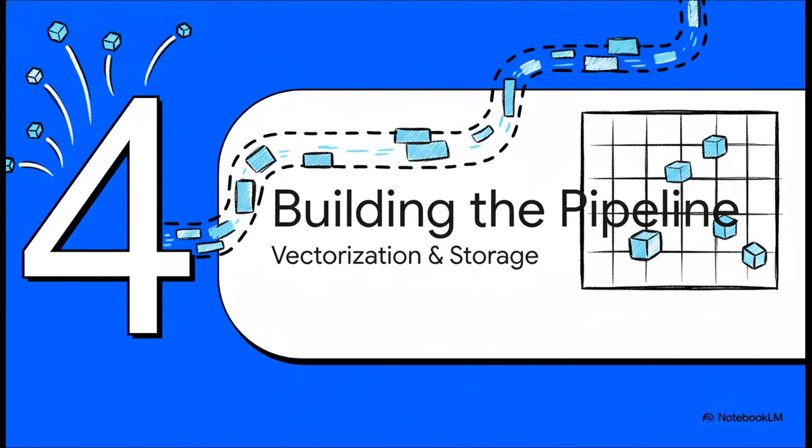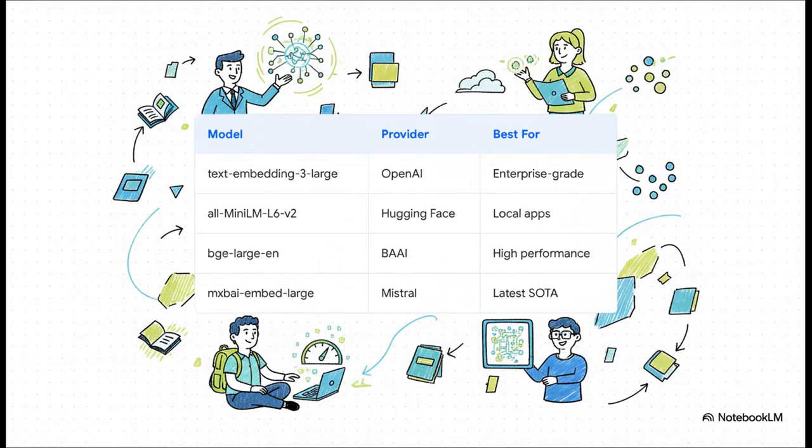Vectorization and storage. This is where we turn that text into numbers and find a permanent home for them. This brings us to step 4, picking an embedding model. And you can think of each model as a different kind of specialist librarian. OpenAI's model is a great all-arounder for enterprise use, but something from Hugging Face might be perfect for a small app running right on your laptop.